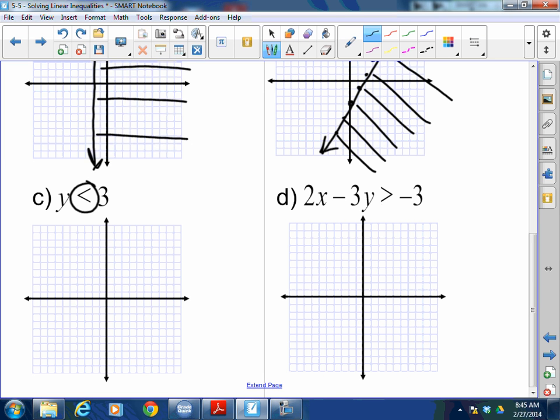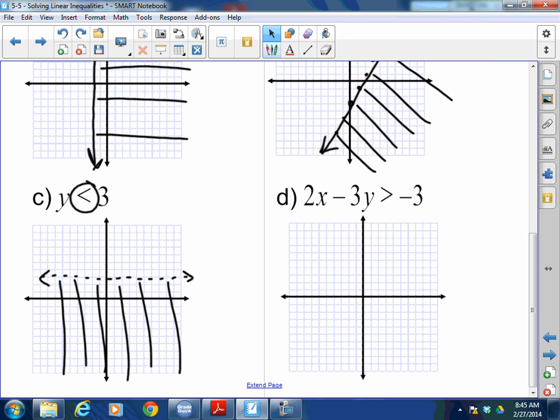You can't erase like I just did. So just scribble it out or scratch it out and put just less than, please. I don't want you to get confused when you're studying. So exactly what my boy said, 1, 2, 3, dashed. It's less than, so am I going to shade above or below in this case? Below. Very good.